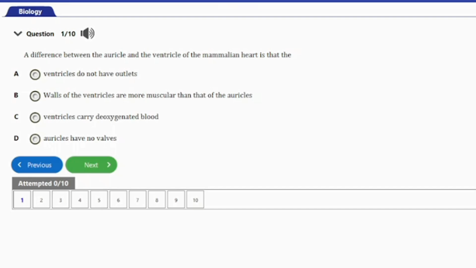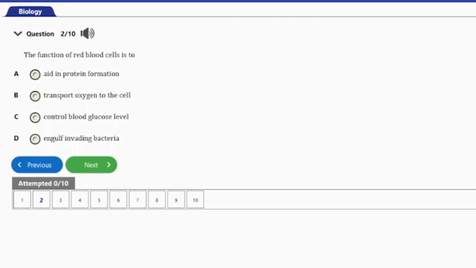Let's go ahead and consider the next question, question number 2. It says, the function of the red blood cells is to A. aid in protein formation, B. transport oxygen to the cell, C. control blood glucose level, D. engulf invading bacteria. The red blood cell has the sole function of transporting oxygen to the cell, and that's the answer, option B.